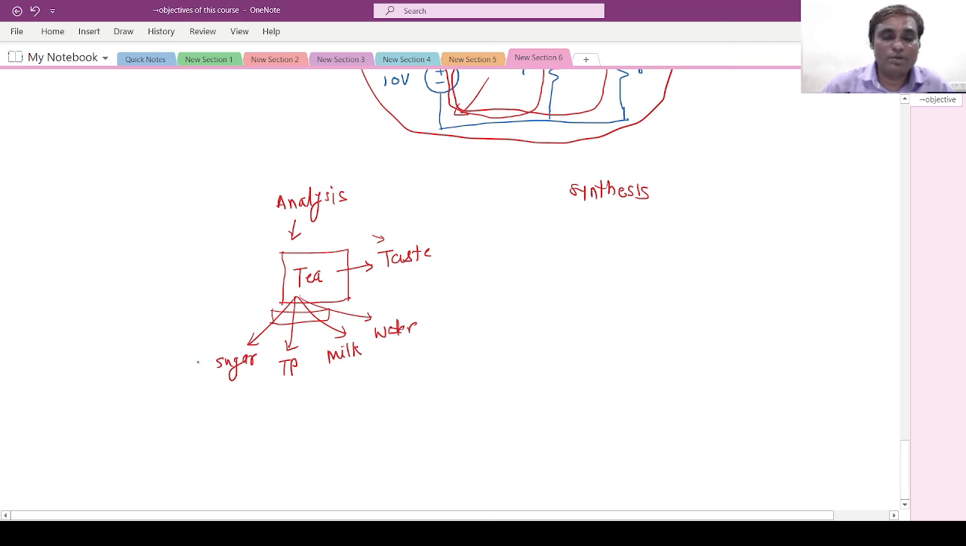So if I am able to find out the sugar quantity, that is x1 amount of sugar, x2 amount of tea powder, say x3 amount of milk, and x4 amount of water, it means I have to find out the values of x1, x2, x3, x4. If I am doing that, it means that I have done the analysis. It means I have found out the detailed components in it.